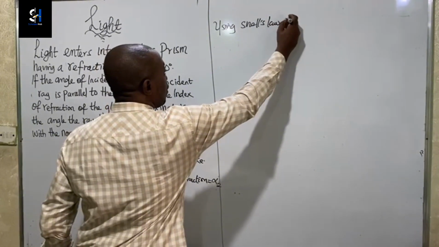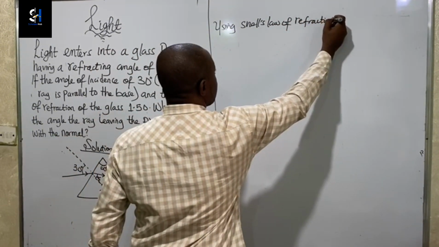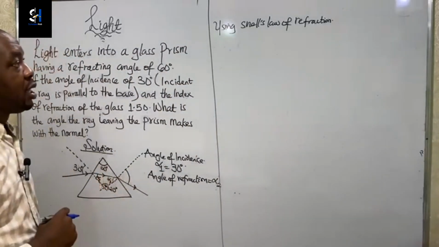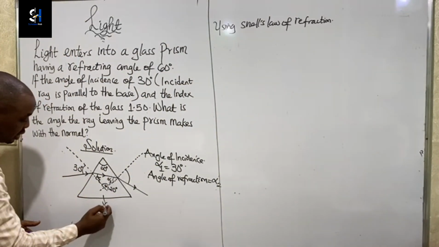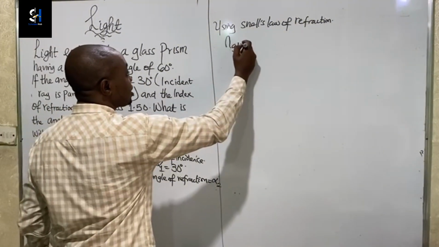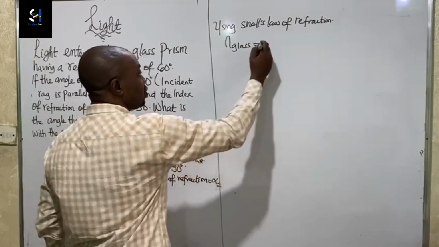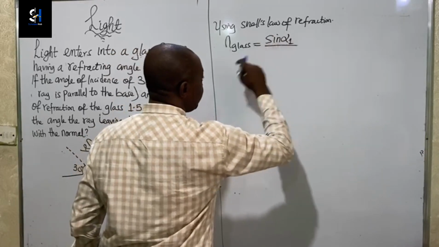Using Snell's law of refraction. Yeah. So to use Snell's law of refraction, this is a glass. Remember, this is a glass. So which means we have that the refractive index of the glass will be equal to the sine of the angle of incidence, which is the first angle.